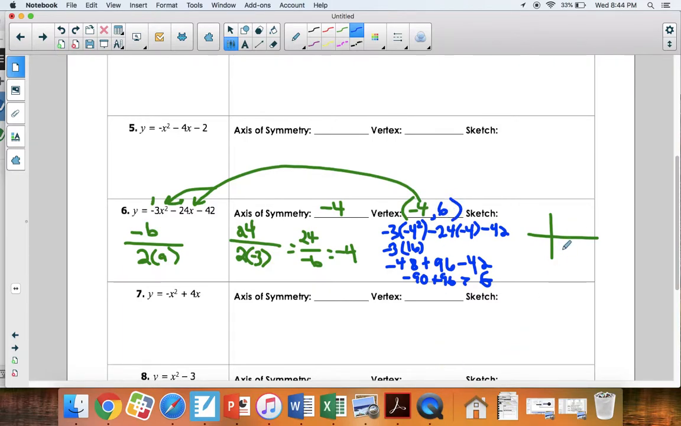I'm going to sketch this. So I'm going to go -4, +6, which is going to be kind of up like that. This time I have a negative a, so my parabola is going to be a frowny face, kind of like that.